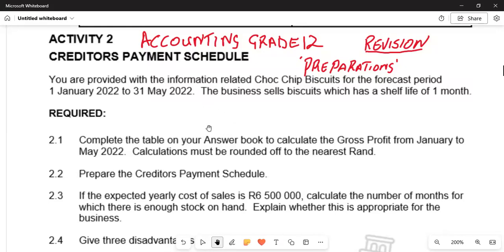Today, we are going to talk about the creditors payment schedule, which is accounting grade 12. We are on revisions. We are trying by all means to prepare ourselves.